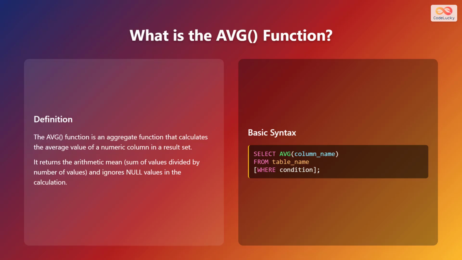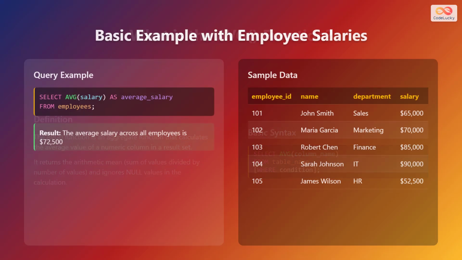The basic syntax is: SELECT AVG(column_name) FROM table_name WHERE condition. Consider a table named employees, with columns like employee ID, name, department, and salary. To calculate the average salary of all employees, we can use the query: SELECT AVG(salary) AS average_salary FROM employees. This would give us the average salary across all employees. Based on the sample data provided, the average salary is $72,500.